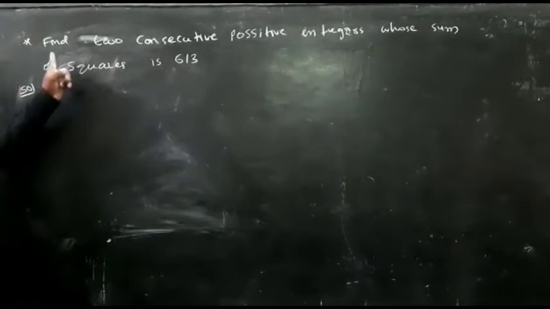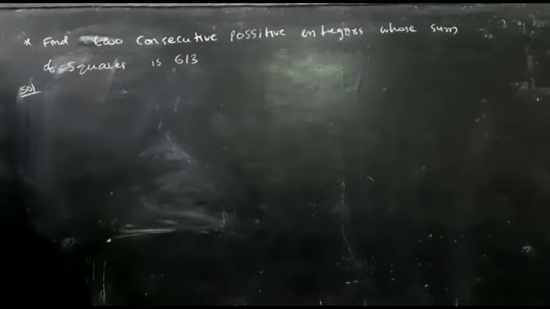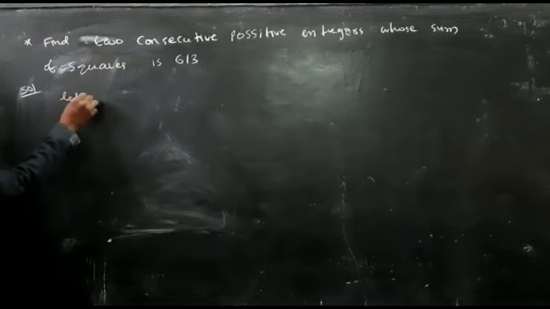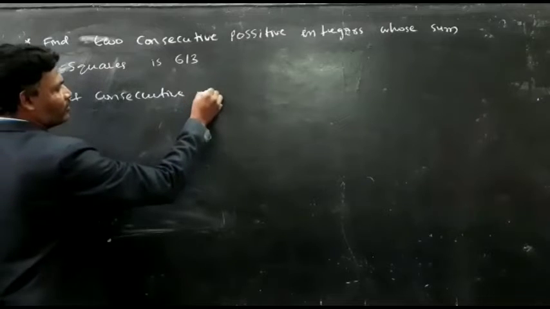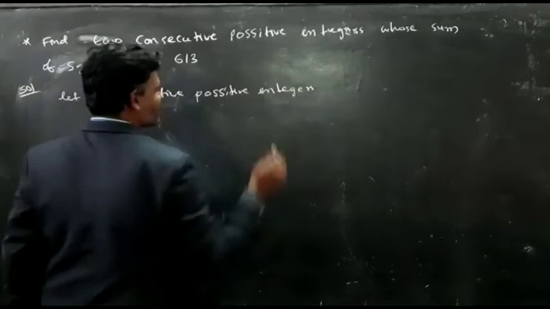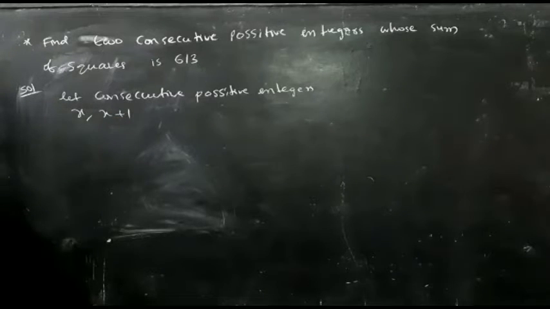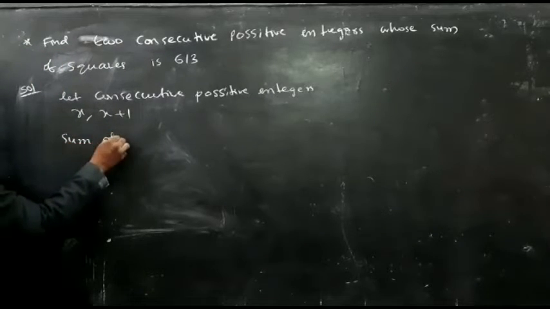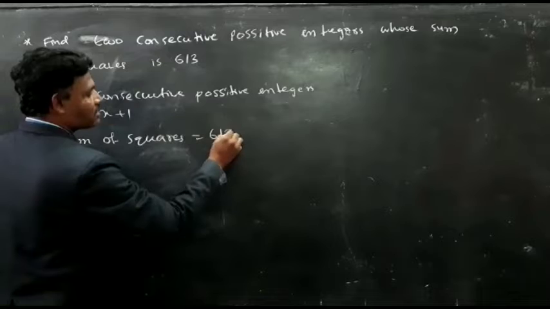Here is another question. Find two consecutive positive integers whose sum of squares is 630. Solution. Let the consecutive positive integers be x and the next one x plus 1. So I am taking the two numbers x and x plus 1. Here what is given? The sum of squares is equal to 630.